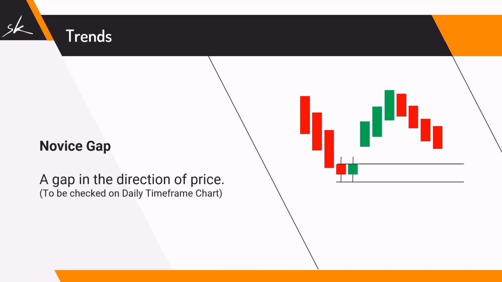A novice gap is a gap which is in the same direction of the dominant price move and has to be checked on the daily time frame. In this example, you can see that the prices were moving down, after which it gapped down. Since it is gapping in the same direction of the dominant price move, it will be called a novice gap.